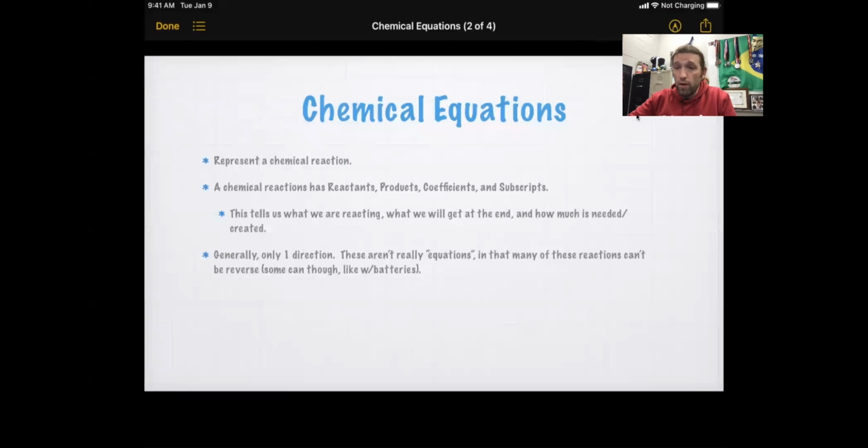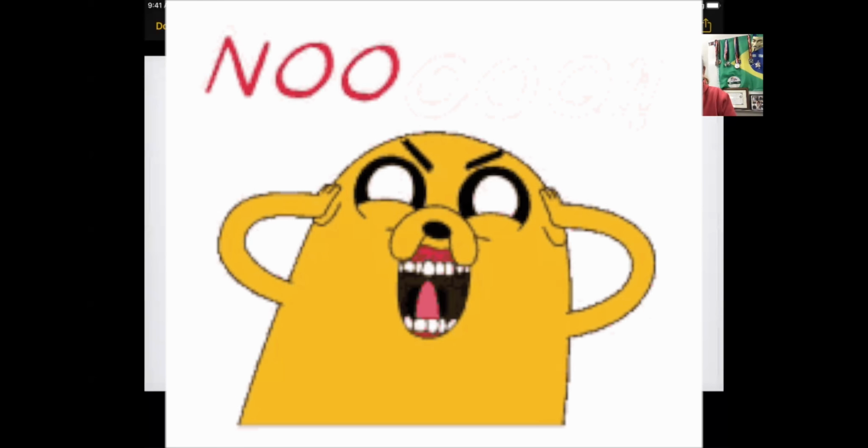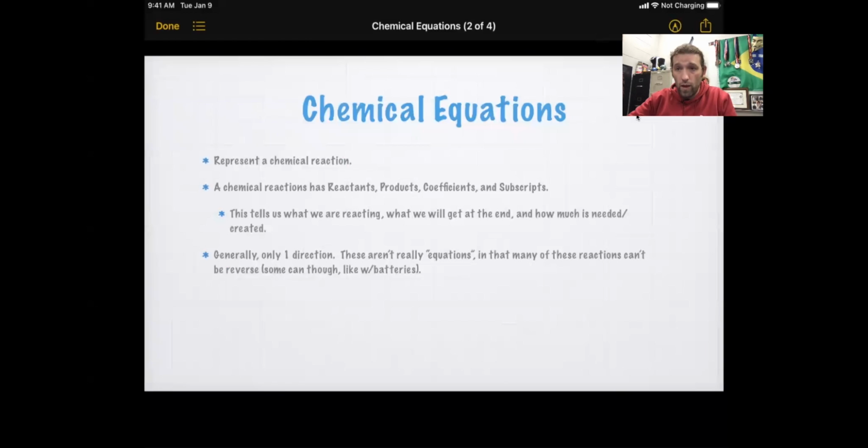If you put too much vinegar in and not enough baking soda, well, you will have some vinegar left over. You won't have completely reacted away all of your reactants. So what we're actually doing here when balancing equations is figuring out how much of each chemical we need to get a complete reaction at the end. So let me kind of give you an example here and I'll talk through it.